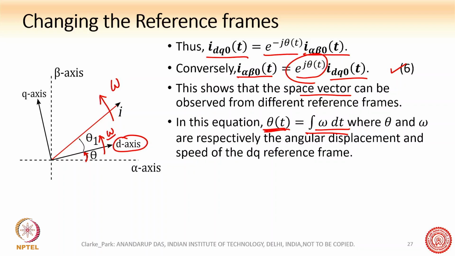Okay, now what I am doing here is that I am not only introducing a new axis, the d axis, so we are going to observe the reference vector from this dq axis, but the other condition is that this dq0 axis is actually rotating with the space vector. In fact, in this case it is rotating at the same speed as the space vector.